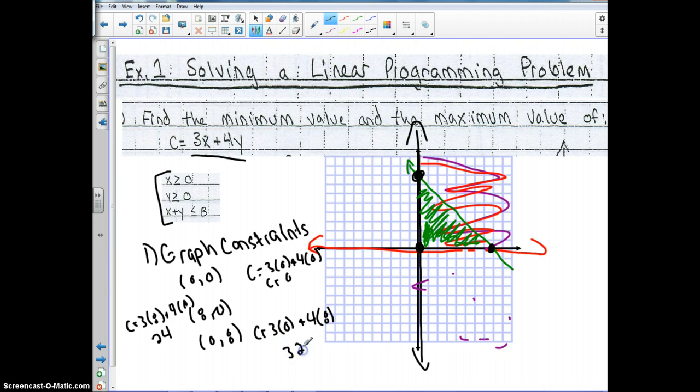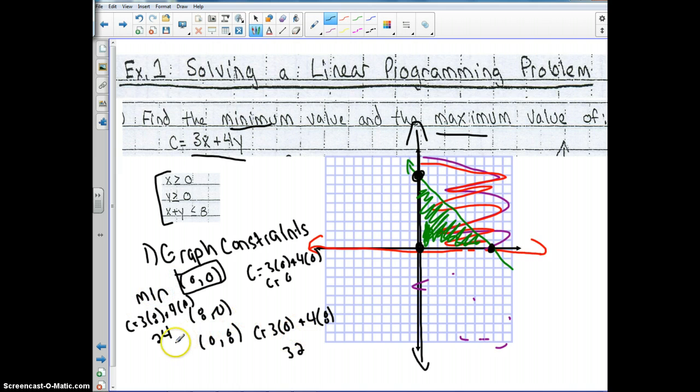and I got 32. Now, when I have a bounded region, I will always have a minimum and a maximum. Well, what's my smallest value? 0. When I plugged 0, 0 into my objective function, I got 0. So therefore, 0, 0 is my minimum value.